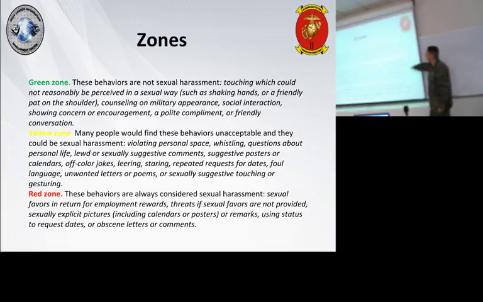Yellow zone. Many people would find these behaviors unacceptable and they could be sexual harassment. So let's say Austin and Young, you guys appear to be pretty close. Don't kiss. So just because you guys are comfortable being in each other's personal space, if Holcomb feels uncomfortable, he could perceive it as sexual harassment, right? That's why yellow is that zone where you have to be aware of your surroundings, right?